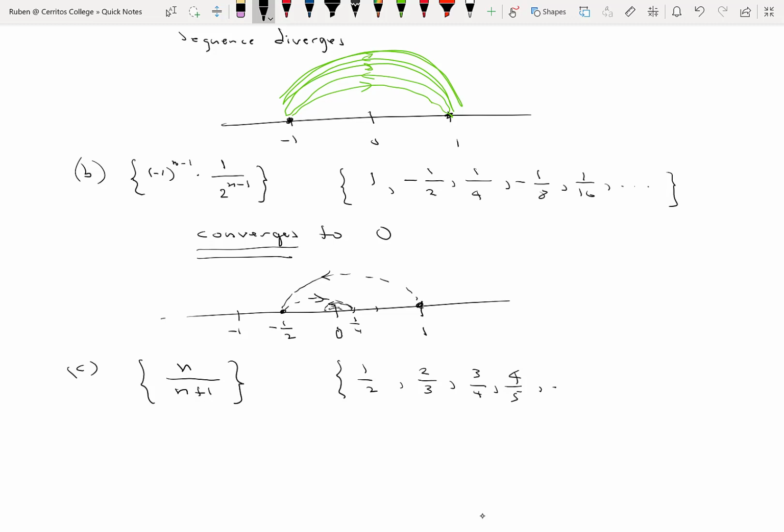Look what happens when n equals 100. I have 100 over 101. That number is very close to 1. Look at what happens when n equals 1,000,000. When n equals 1,000,000, I have 1,000,000 over 1,000,000 and 1.